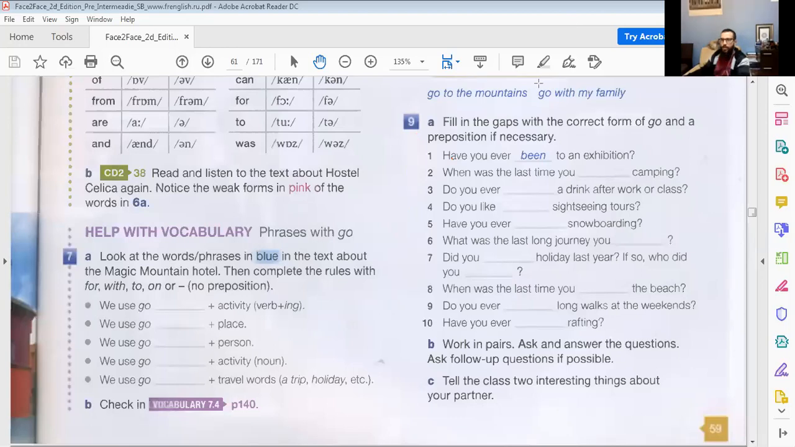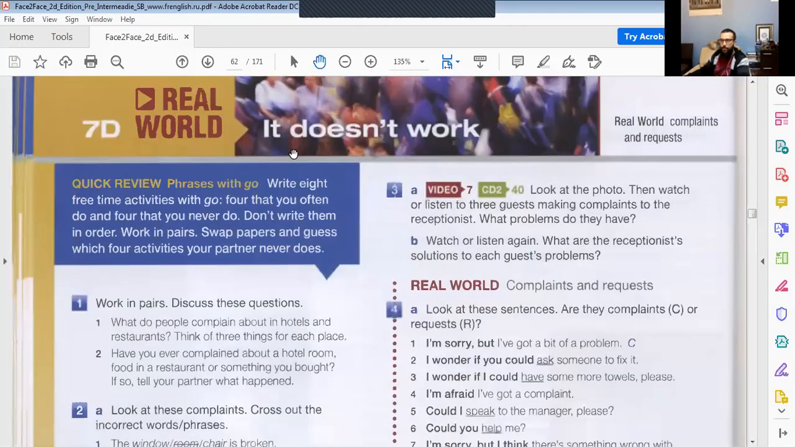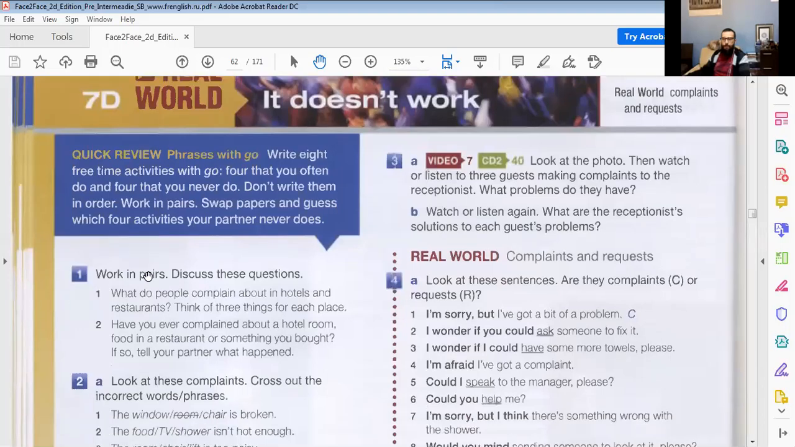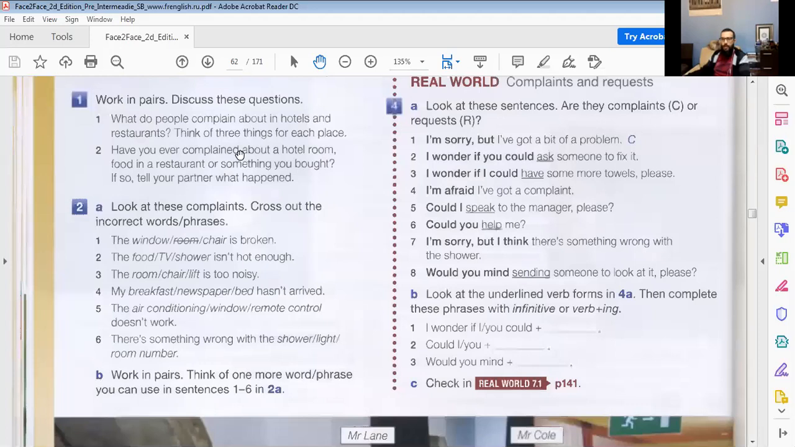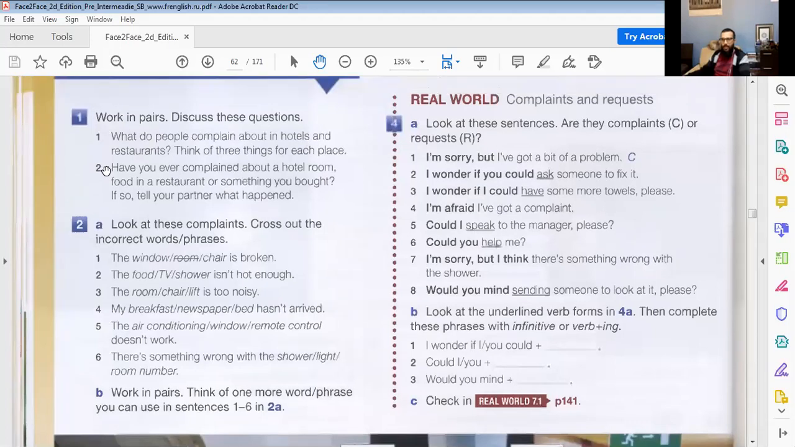All right, now let's talk about today's topic. Today we're going to talk a bit about complaints and requests. How can we make complaints and how can we make requests? But first of all, let's start with these questions. Number one says, what do people complain about in hotels and restaurants? Think of three things for each place.